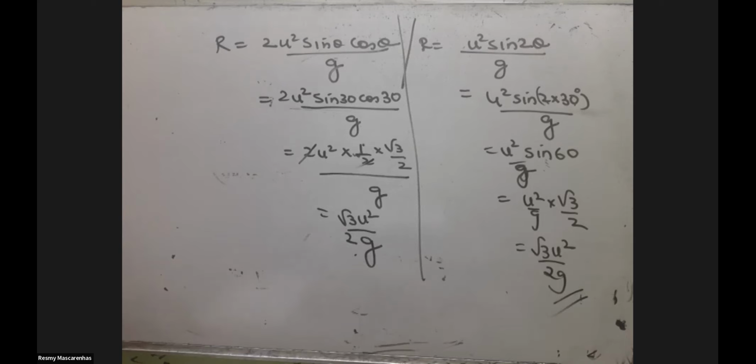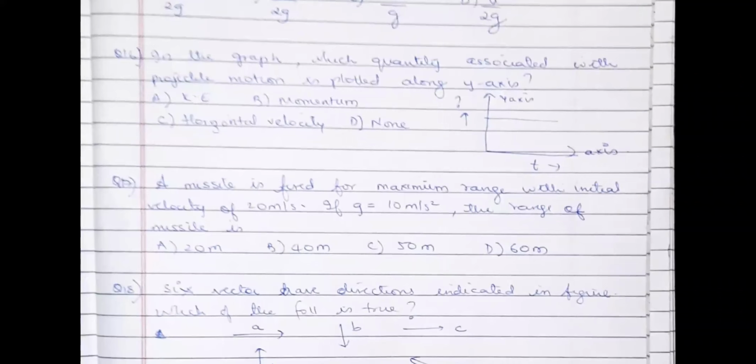Question number 16. In the graph, which quantity is associated with the projectile motion? Now think of the projectile motion. You know that projectile motion is a parabolic path. Just now what we were doing: whenever you throw, it will reach a maximum height and then come down. Now which of that is represented on the y-axis? It is with respect to time.